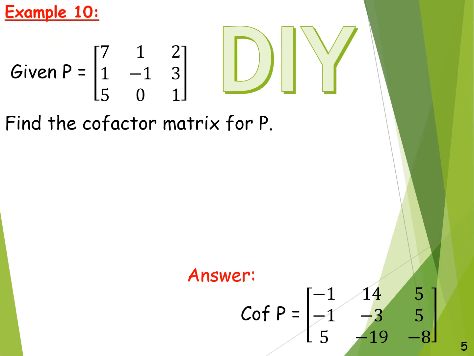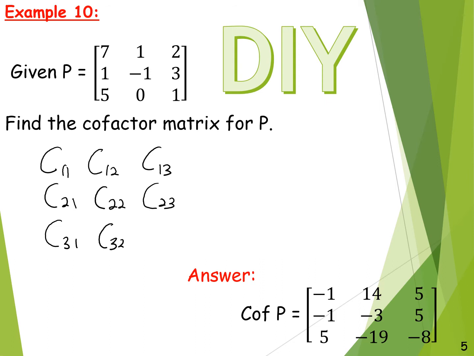Example 10. Given matrix P = [7 1 2; 1 -1 3; 5 0 1], find the cofactor matrix for P. For this example, you can do it on your own. To find the cofactor matrix, you need to find C11, C12, C13, C21, C22, C23, C31, C32, and the last one is C33. Okay, so this is the answer for cofactor P.